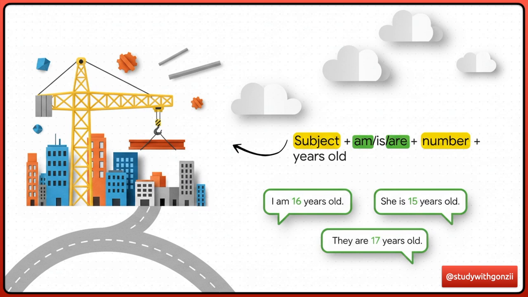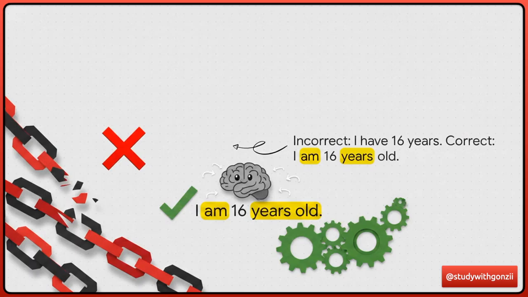Notice that verb in the middle. In English, we always use the verb to be to talk about age. You literally are your age. It's a state of being. And this brings us to a super crucial point.